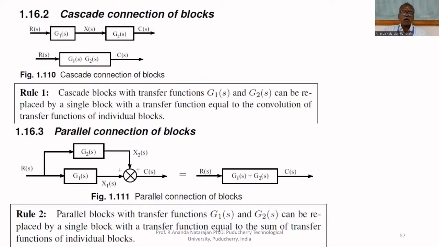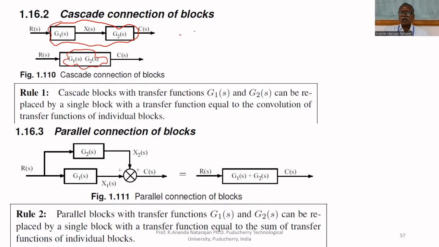If 2 blocks are cascaded like this, this is called cascaded blocks. 2 systems are cascaded. It means the output of the first system is input to the second system. That is called a cascaded system. If 2 systems are cascaded, then we can multiply the 2 transfer functions.